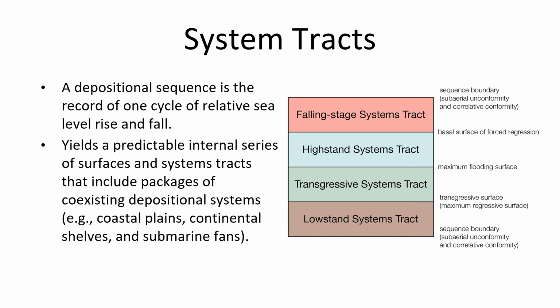Sea level goes up when we develop our transgressive systems tract. And then we have our maximum flooding surface. This is the all-time high. And that's when we start developing our highstand systems tracts. These are all the sediments that are deposited during the highstand. And then as things start to fall, we have our basal surface of forced regression, a falling stage systems tract, and then we cap it with another sequence boundary, and we start the entire thing all over again.